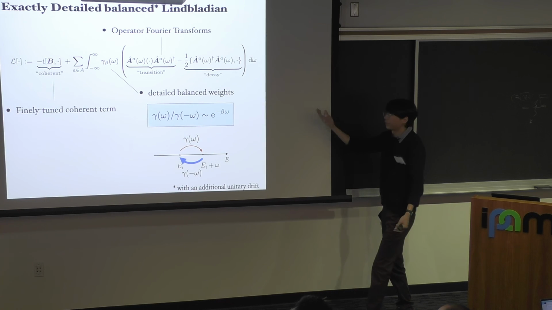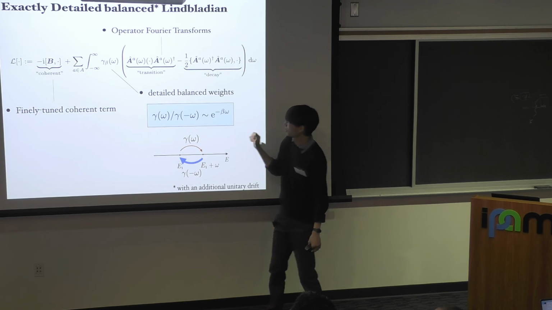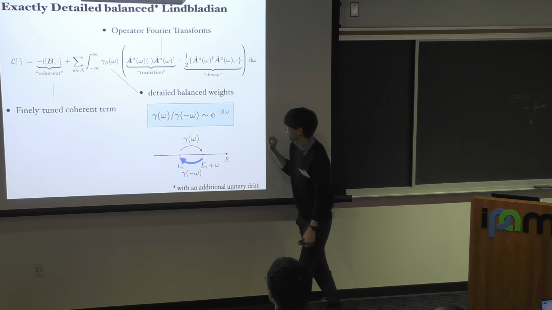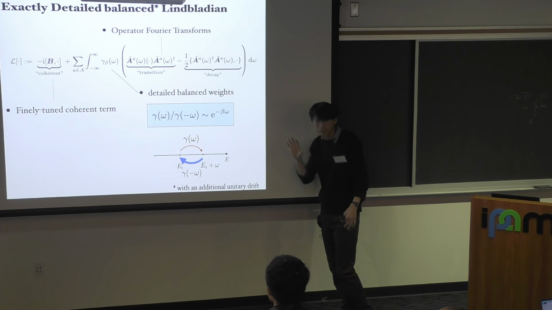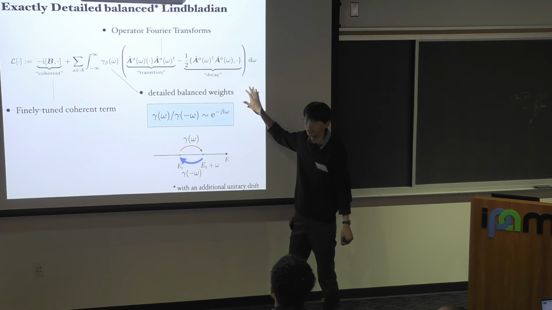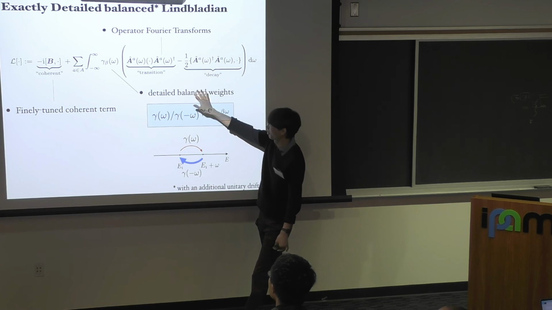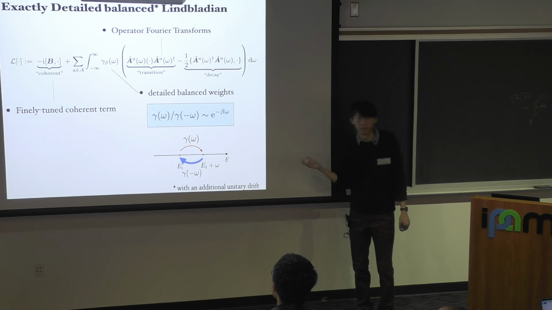Our construction looks very similar to the Davies generator. It also looks very similar to the other physical derivation. But this one is actually very carefully chosen. We choose this gamma of omega very carefully. We also choose a coherent term very carefully so that the whole thing ends up having exact detailed balance. This still comes as a surprise. Previously, we thought that this could only be done approximately, that it has to be approximate detailed balance. But then we somehow figured out that if you choose that coherent term very carefully, it somehow cancels out all the errors and ends up giving an exact detailed balance Lindbladian.